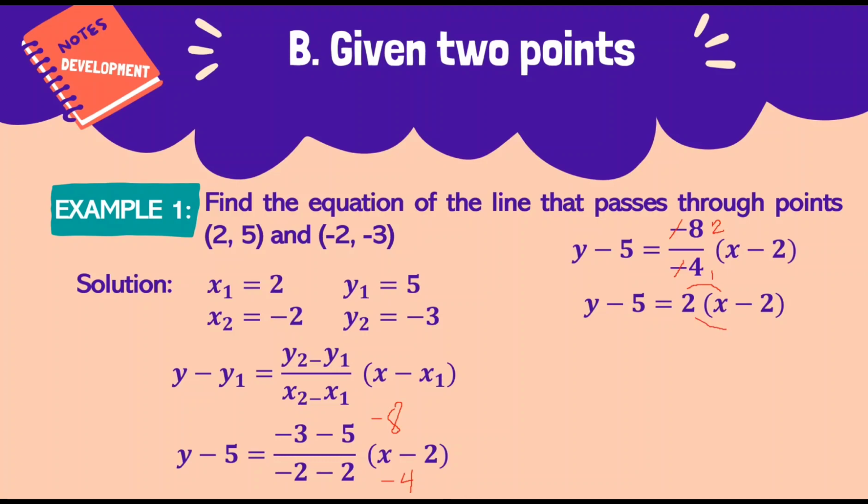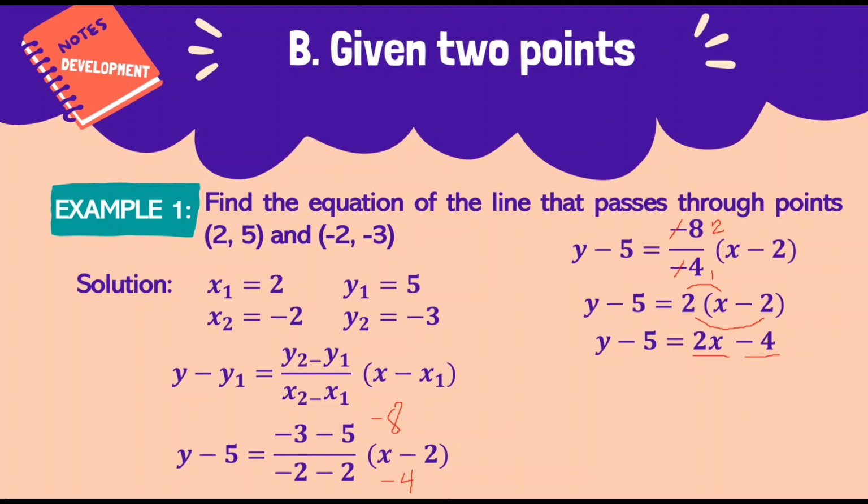And then 2 times negative 2. So let us have this. y minus 5 is equal to 2 times x. We have 2x. And then we have 2 times negative 2. We have negative 4. Okay, so I hope nasusundan ha.